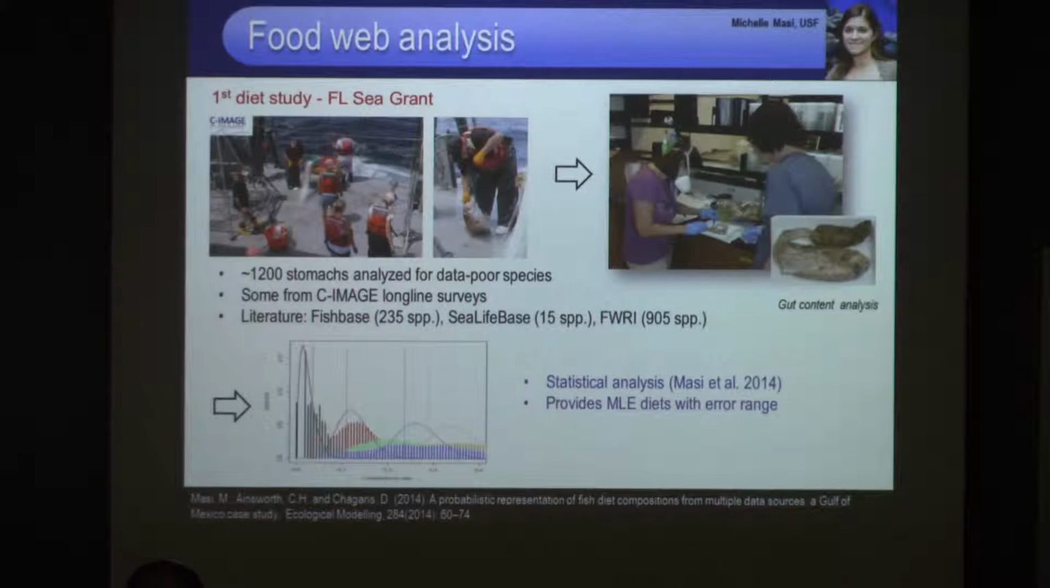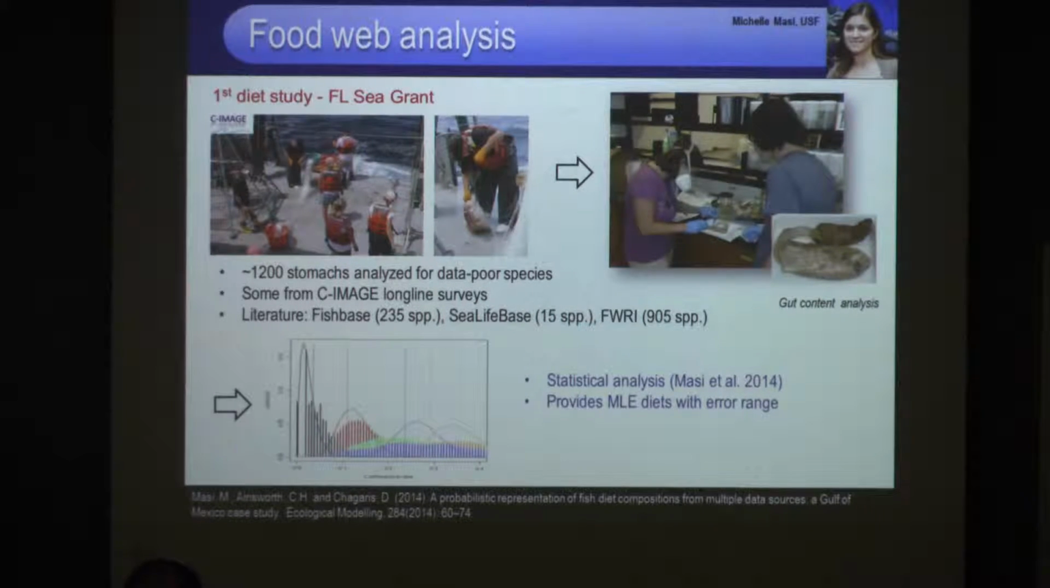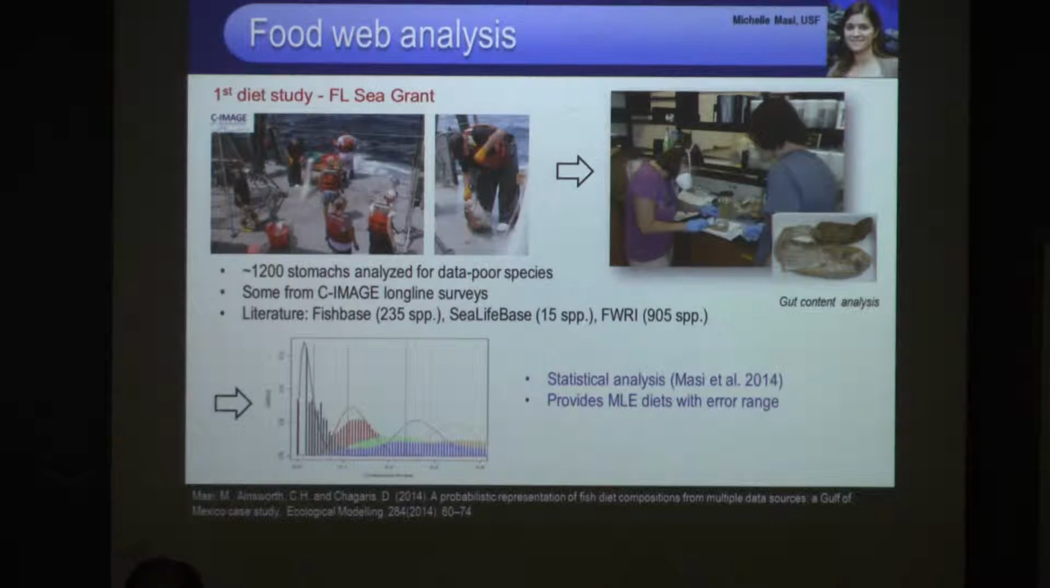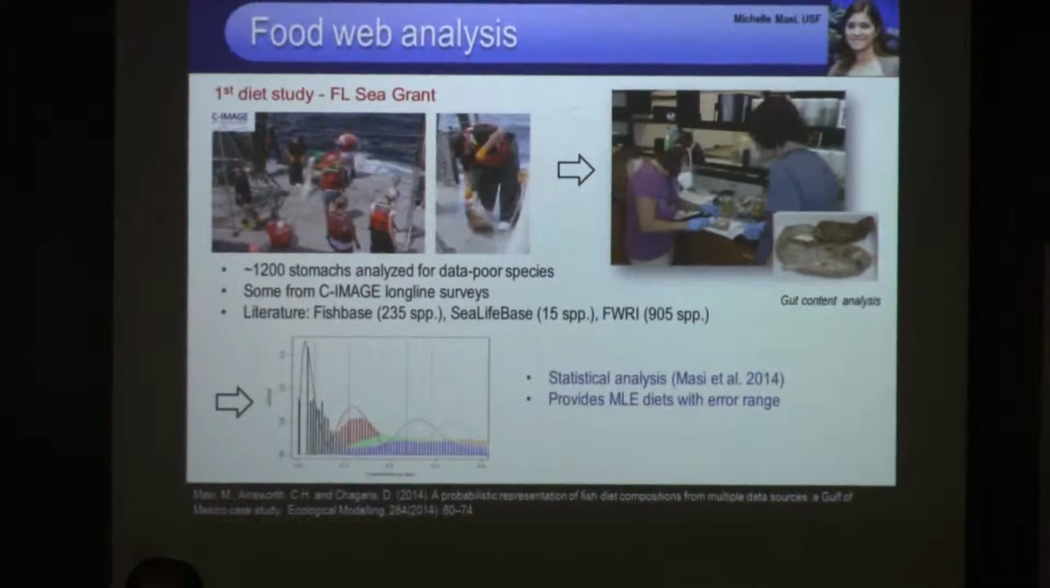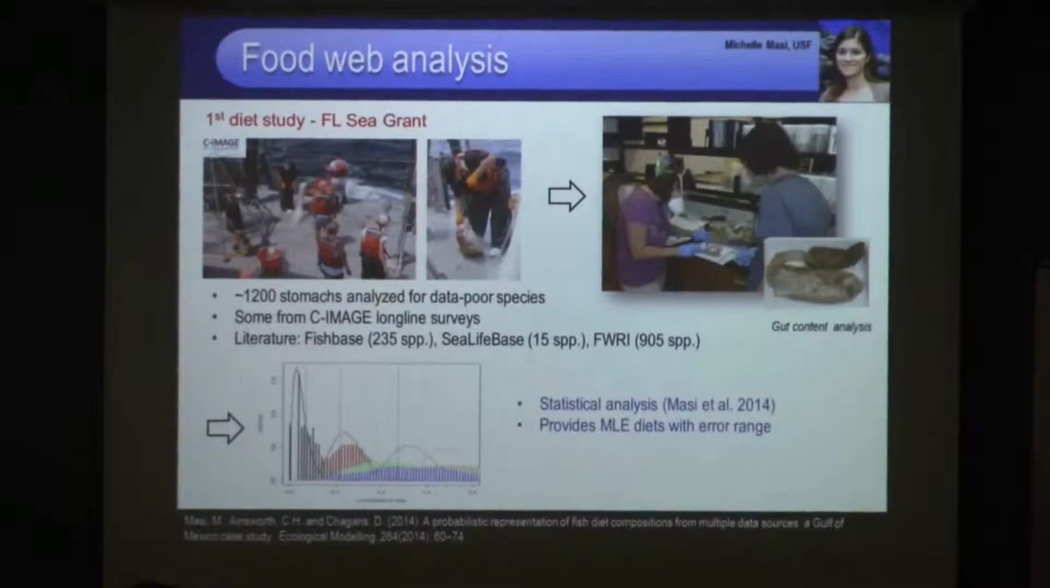So I want to highlight a few of the methodological papers that we've published over the last few years. The first was funded by Florida Sea Grant, and it was a food web study. We sampled about 1,200 stomachs. We also collated data from FishBase, Sea Life Base, and the FWRI database. So we had a wide variety of stomach content information, and we applied a statistical method that I developed in 2011, which uses fitting using a model called a Dirichlet, which is a multinomial beta model.